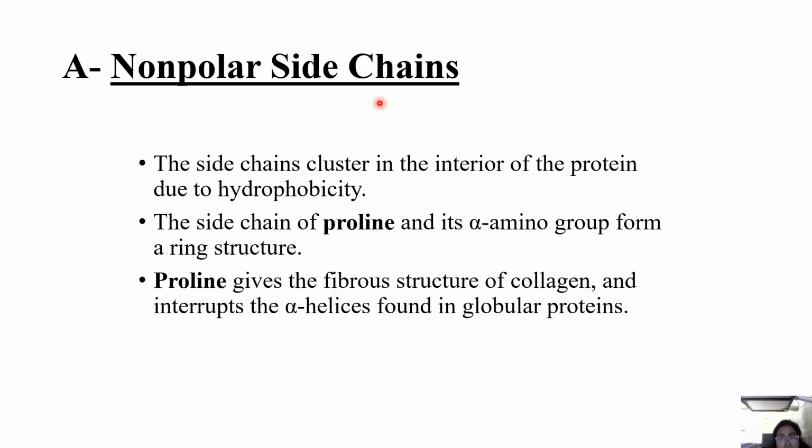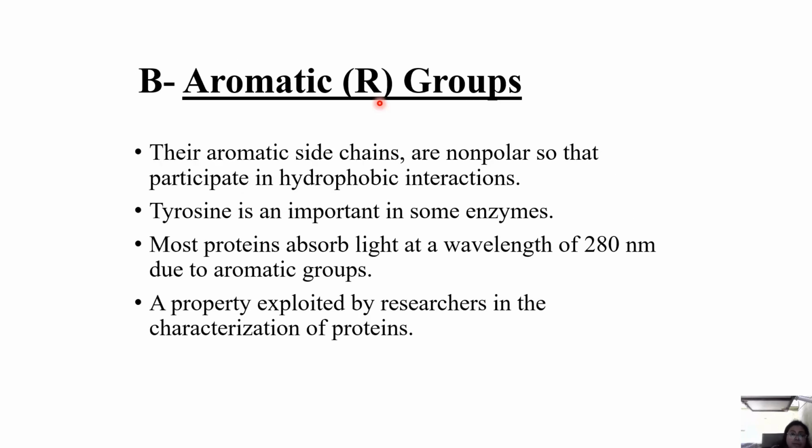Proline's side chain and its alpha amino group form a ring structure, and proline gives the fibrous structure of collagen and interrupts the alpha helices found in the globular proteins. In the case of aromatic side chains, they are non-polar, so they participate in hydrophobic interactions. Tyrosine is important in some enzymes. Most proteins absorb light at a wavelength of 280 nanometers due to aromatic groups.